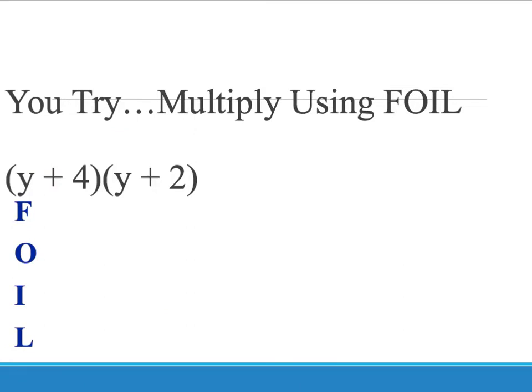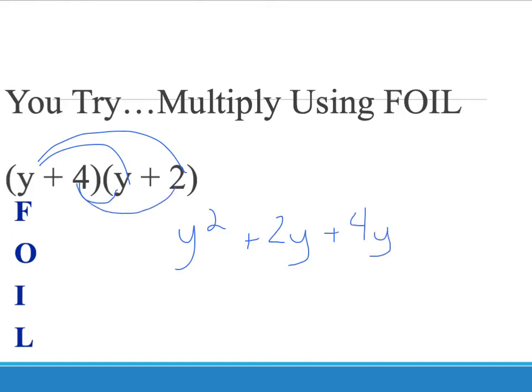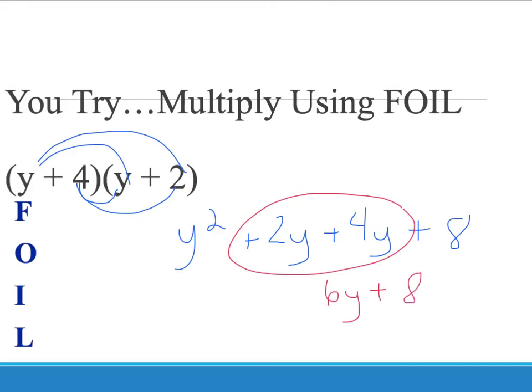So you want to have the largest term first in order. Okay, so pause the video for a moment and try this one on your own. Okay, so with this one you should have done y times y, which is y squared, outer plus 2y, inner plus 4y, and last plus 8. Then I see I can combine the y's. So 4 plus 2 is 6y. Bring down plus 8 and y squared. So that's your answer in red.